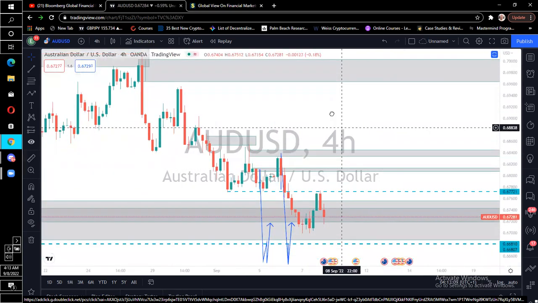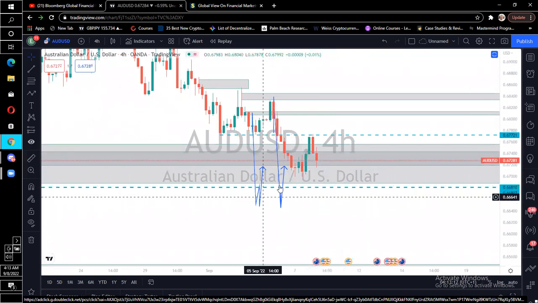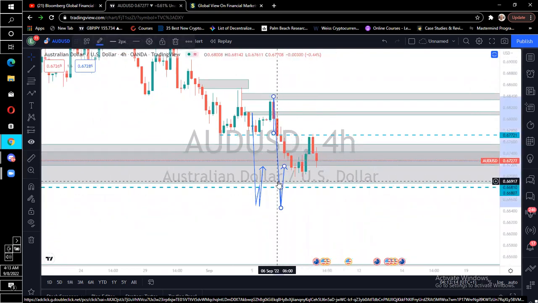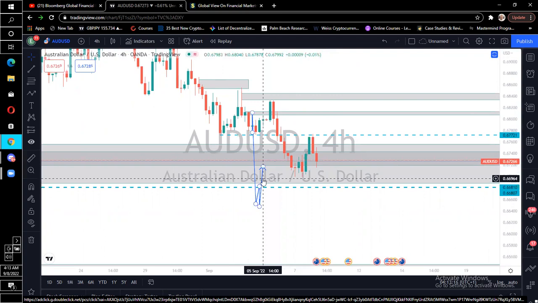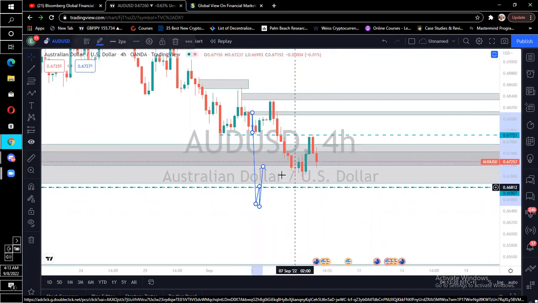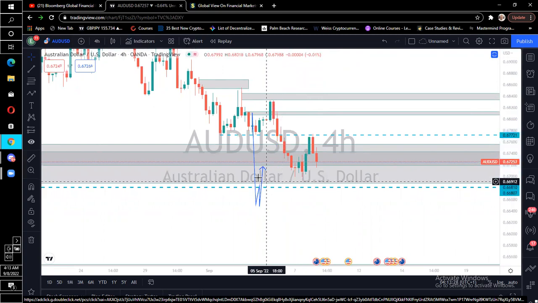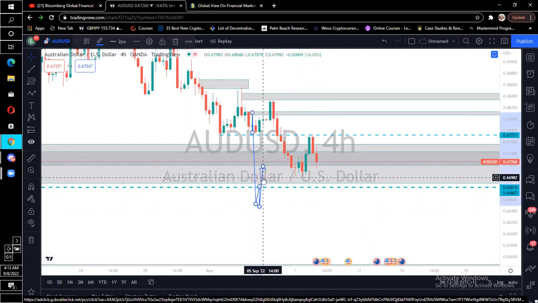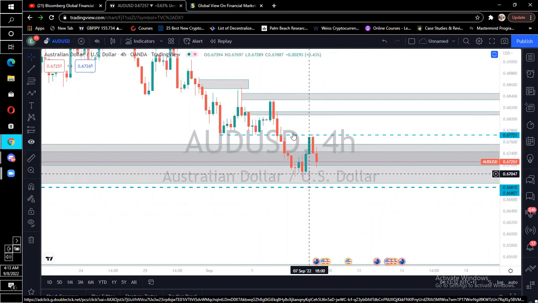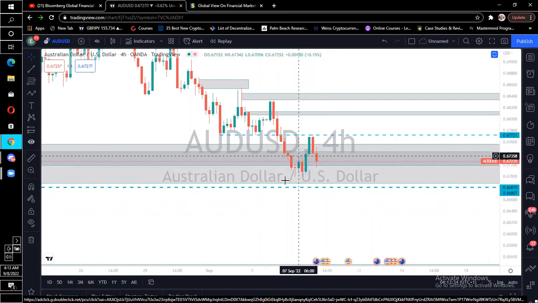Then here we'll have this AUDUSD. Now, this was what we projected on AUDUSD. As you can see, guys, it actually came down to the level, right? But then let's check what we'll have on the higher time frame. Now, this place is another block.